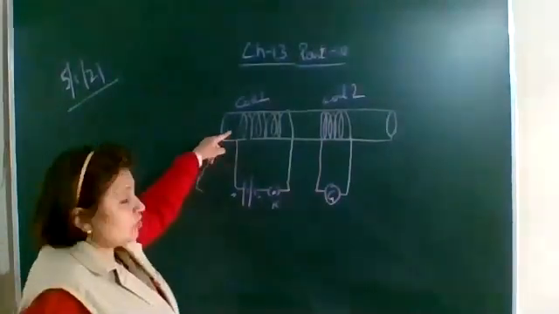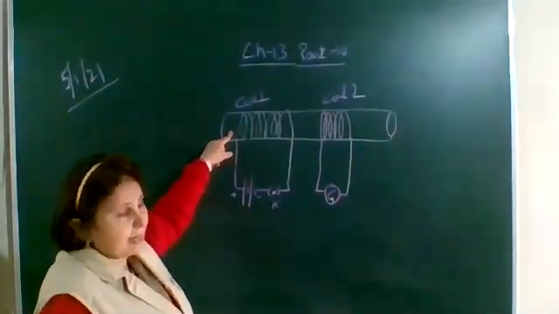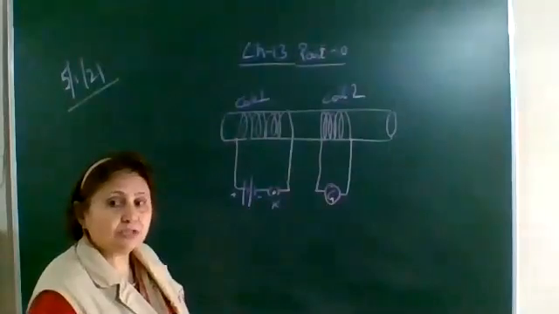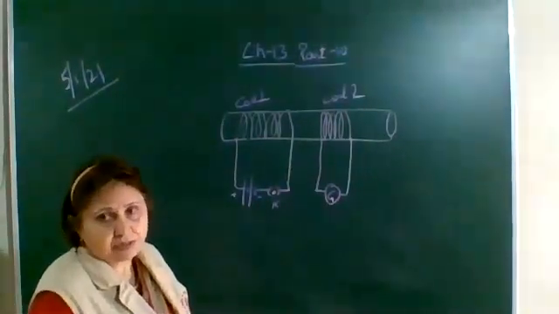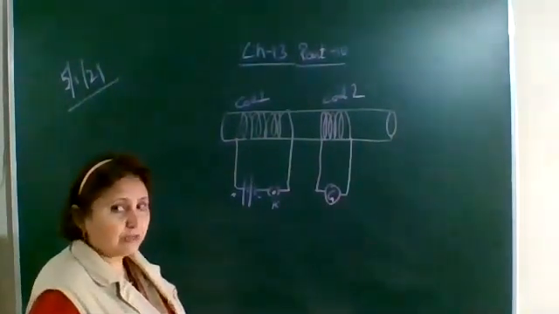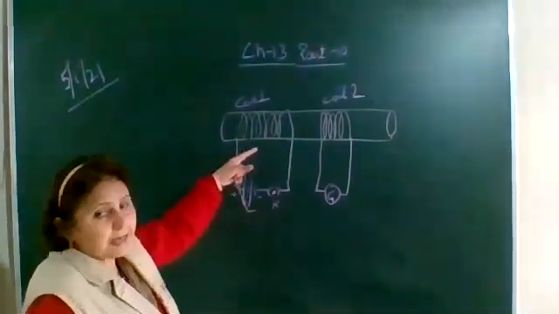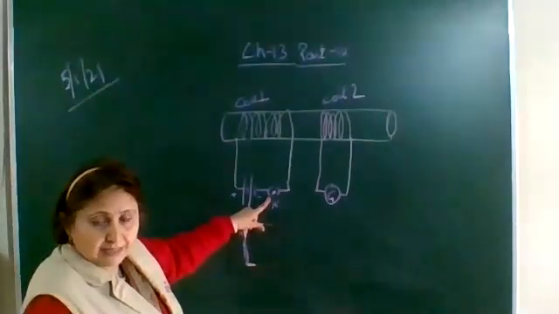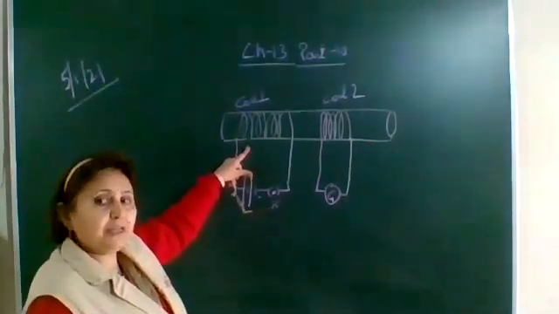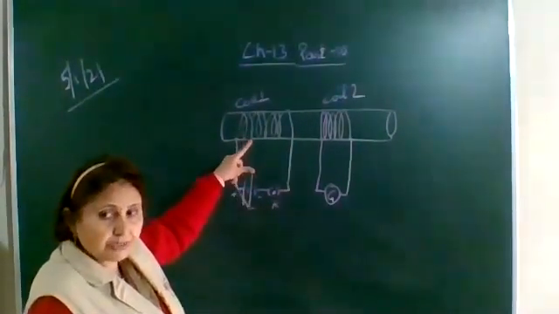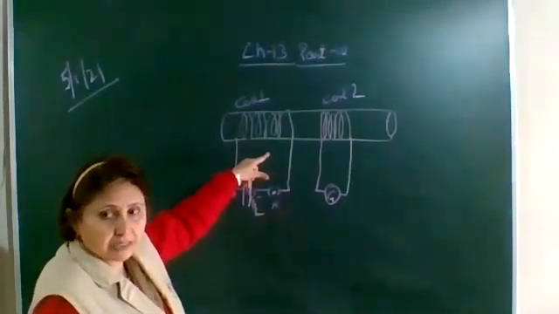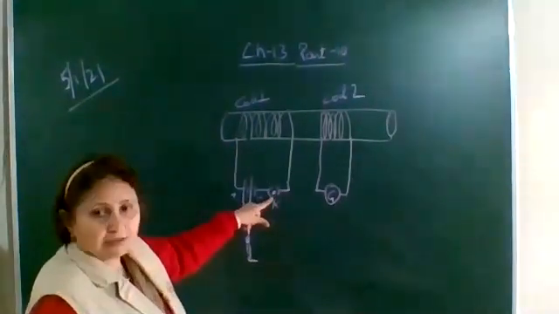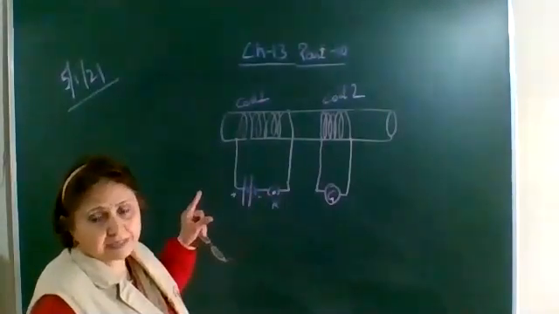Now here, coil 1 can also be called the primary coil. Coil 2 is also called the secondary coil. Either we can call it coil 1, coil 2, or we can call it primary coil, secondary coil. So, when the magnetic field across the primary coil is changing, how is it changing? By changing the current. And how is the current changing? By inserting or by taking out the key.